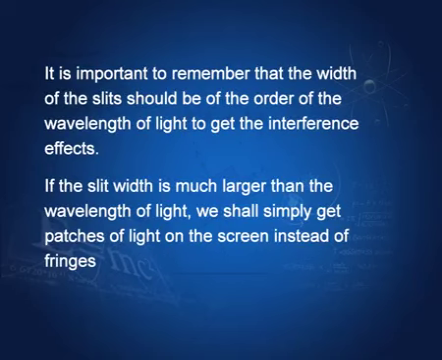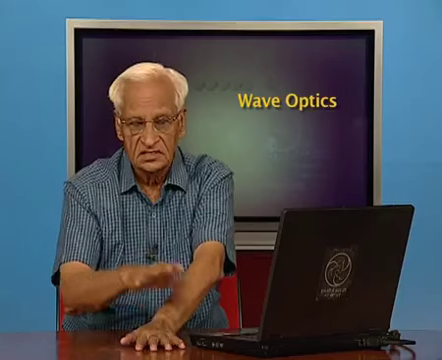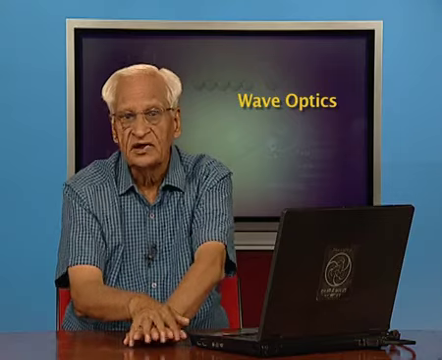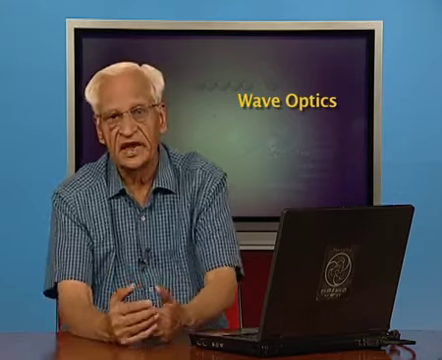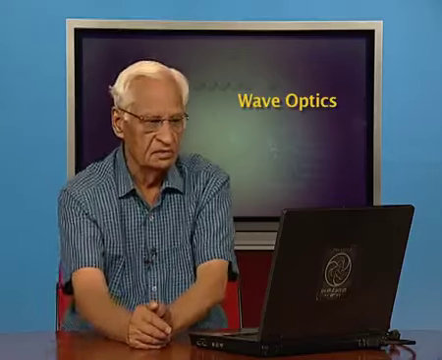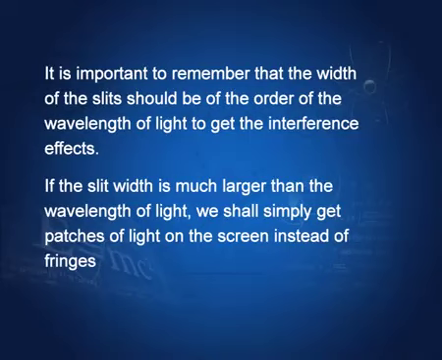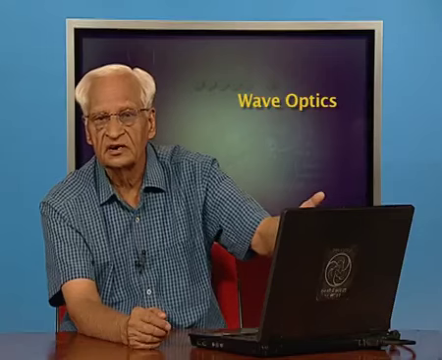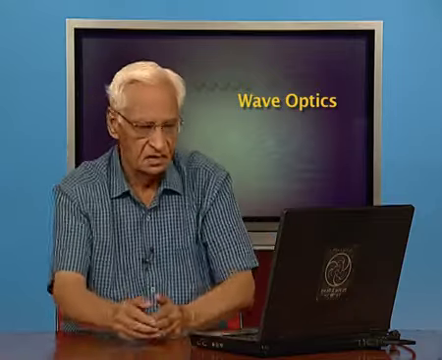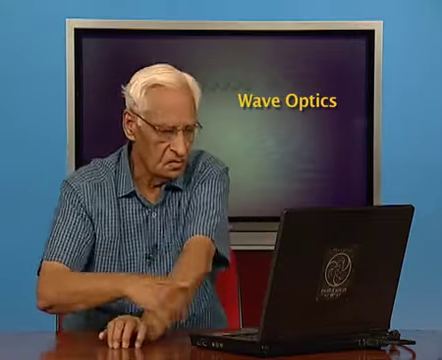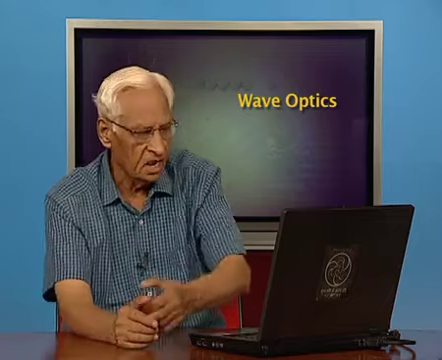It is important to remember that the width of the slits should be of the order of the wavelength or less. This is the condition for interference to take place, for the wave nature of light to be applicable. If the slit width is much larger than the wavelength of light, then we shall go back to our geometrical optics, and we shall get simply patches on the screen, not the pattern of bright and dark fringes.